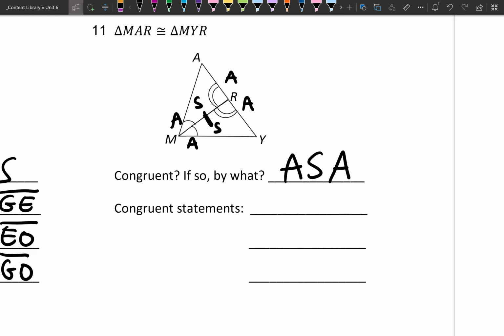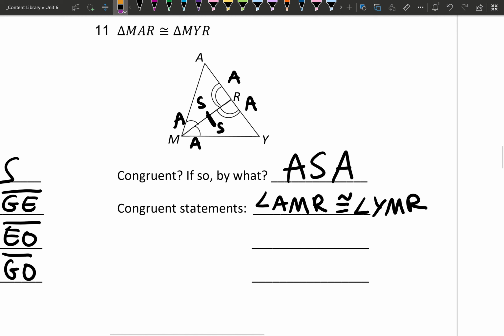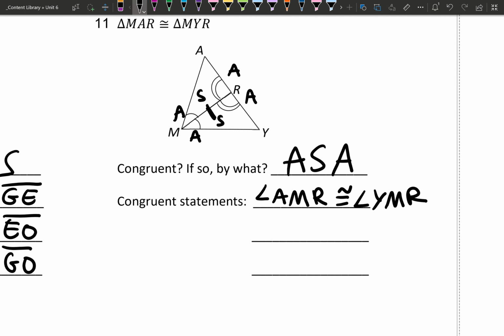Here we are, ASA. Okay, so let's write down the congruence statements. Here is the first angle that I'm going to label, that angle M. I'm going to call it angle AMR. The other angle M, I'm going to call angle YMR. Next, I'm going to do that side in the middle, which is MR. They both share it, so MR is congruent to MR.